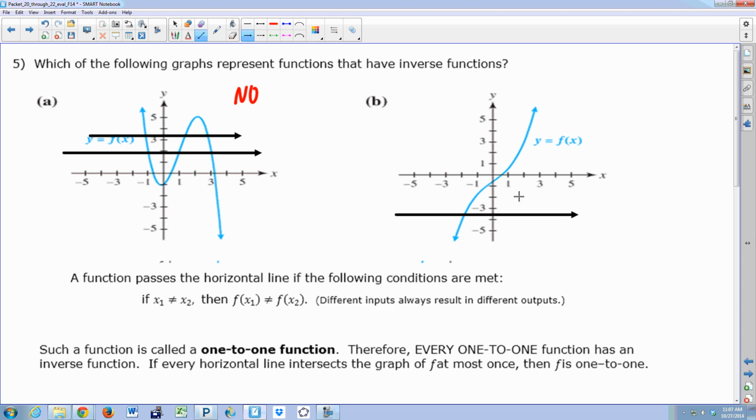And what did you say for this? Does it have an inverse? Yeah, absolutely. It only hits it in one spot.